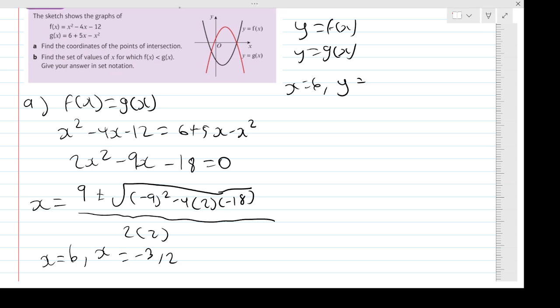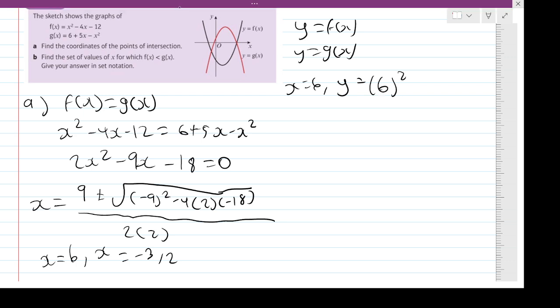So x squared is going to be 6 squared, minus 4x, so minus 4 lots of 6, minus 12. Put that in the calculator. You're going to get 0.